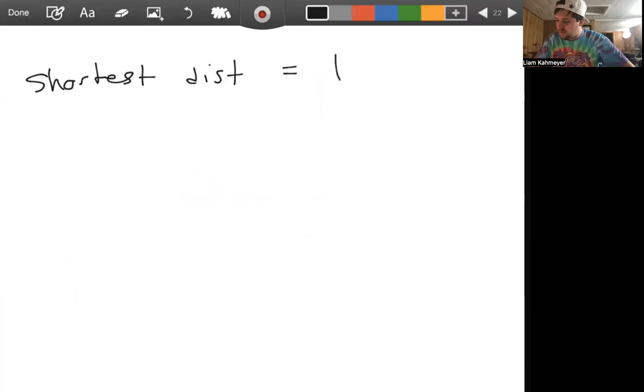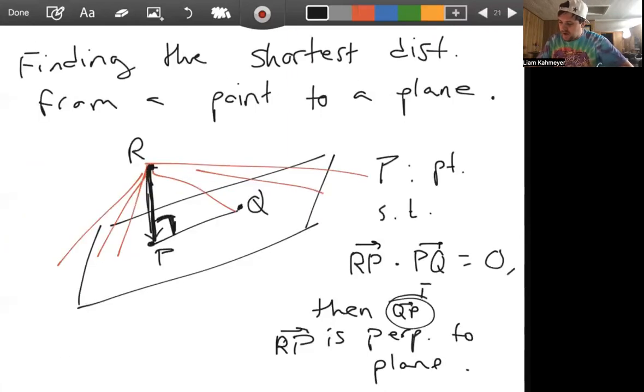And so basically the shortest distance here is going to be equal to the magnitude of RP, right? If we can find the magnitude of this vector, well, then that would be the shortest distance. How do we do that, though? We don't know what P is, right? We just said there's some point down there on the plane such that RP is a normal vector. Let's say we know one point on the plane, Q. How could we get the vector RP? Well, we want the projection.